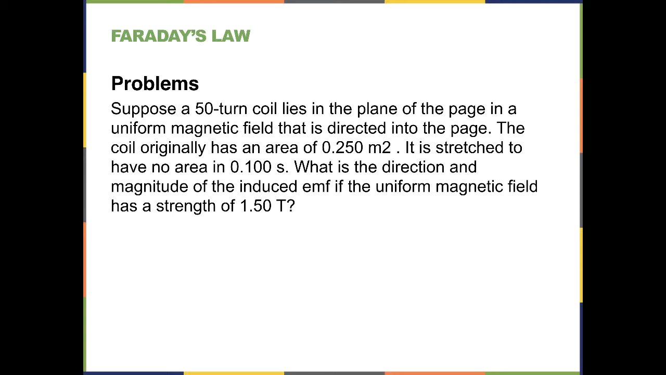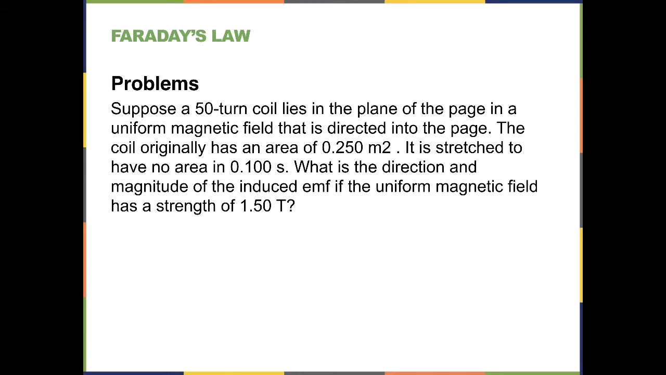The first problem states, suppose that a 50-turn coil lies in the plane of the page of this book in a uniform magnetic field that's directed into the page. The coil originally has an area of 0.25 and it's stretched to an area of 0 in 0.1 seconds. So the flux is decreasing and its direction is into the page. That's something you have to keep in mind.